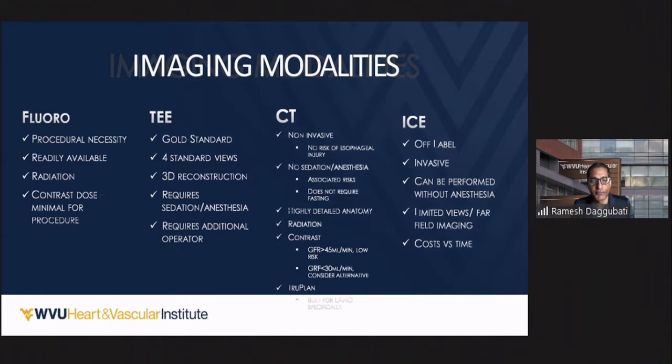TRUPLAN is something that is coming from WATCHMAN, Boston Scientific, on how to plan for this device, where to exactly do your transseptal puncture, and how we should deploy in the left atrial appendage. Intracardiac echo, I'll show you a little bit about that. It is off-label, it is invasive, it can be performed without anesthesia. One of my partners has been very proficient in that. Limited views and far field imaging, and obviously cost versus time. That's what we have to think about. Cost of the device, which may not be reimbursed. It costs us actually an extra $2,000 versus a TEE, which might be reimbursed by the insurance company.